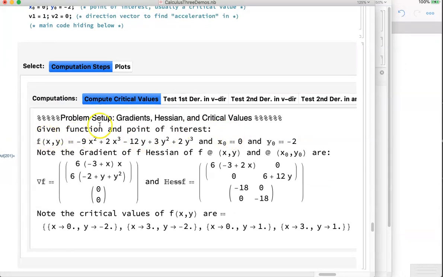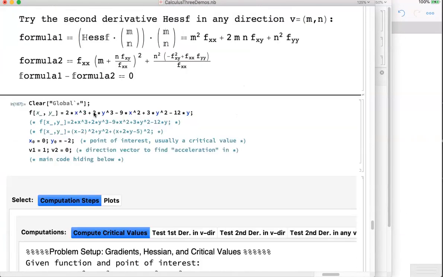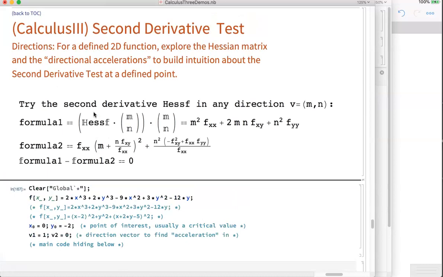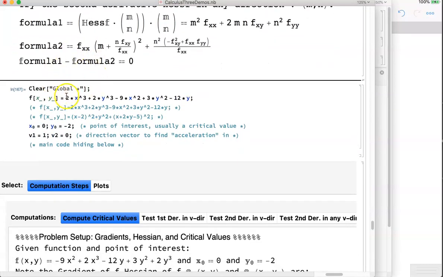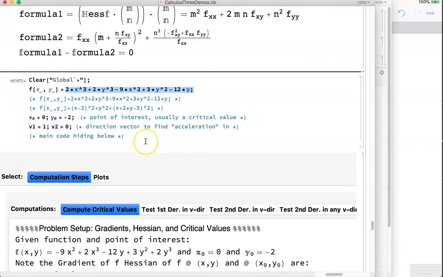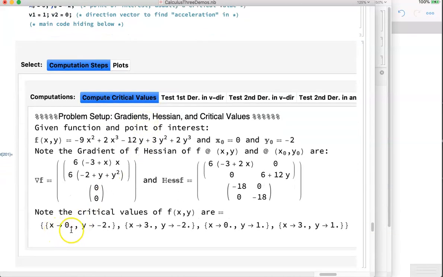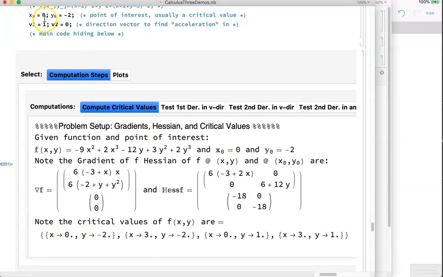We have, again, that same function. I'm running the demo that I've written for the purposes of demonstrating the second derivative test. I put in the same function that we just put in, ran this program, and it tells us these critical values. And I've chosen to do the second derivative test at one of those critical values. Okay, so I picked a point of interest to be specifically one of these critical points.